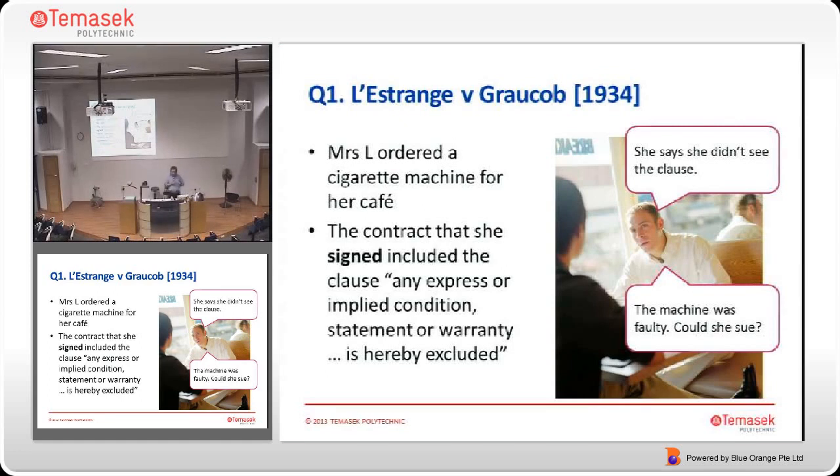She says she didn't see the clause, in relation to the fitness of the machine, that it should work. The machine was faulty. Can she sue? Can the supplier say that my exclusion clause works, I'm not liable? As ridiculous as it sounds, I supply to you a coffee machine that doesn't work, then I tell you if it doesn't work I'm not at fault, even if you pay for it. Sounds ridiculous, but what does the law state?